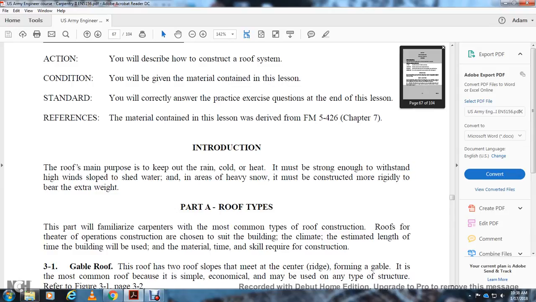Part A, roof types. The department familiarized the carpenter with the most common types of roofs. The roofs constructed for the theater of operation depend on the construction site, the building, the climate, the estimated length of time the building will be used, the material, the time, and the skill required.